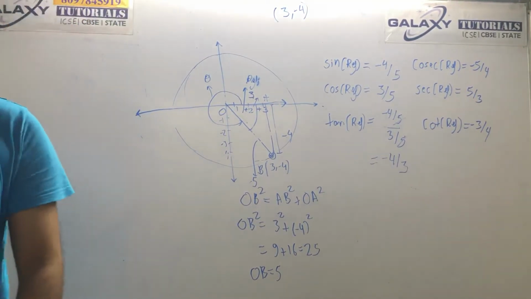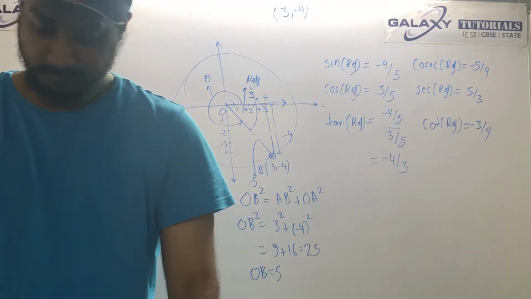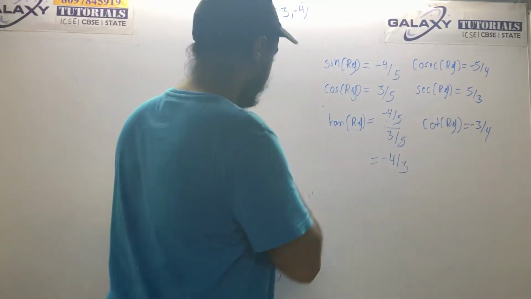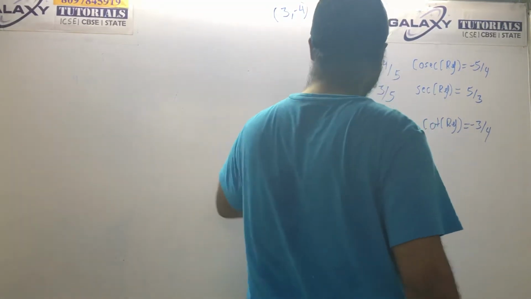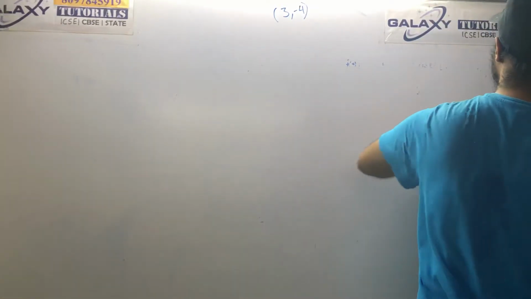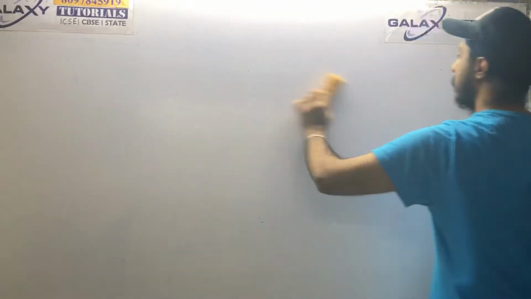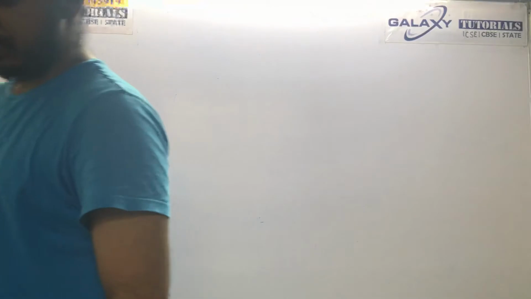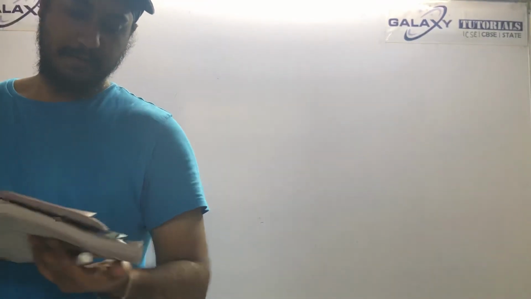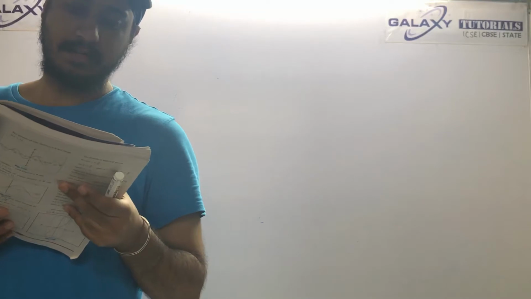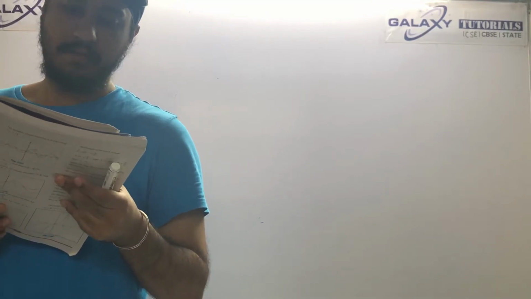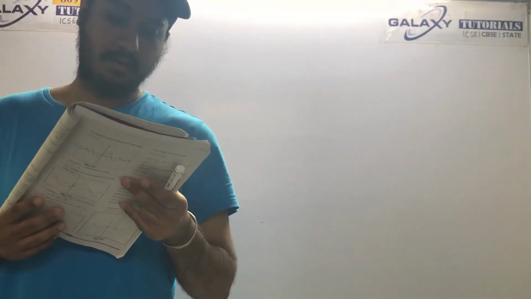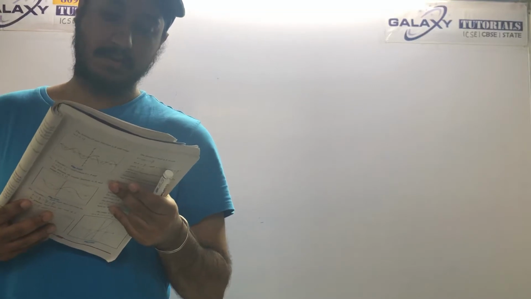Question number 7. I will rub this one. So the next question is, I will read it for you all. If cos theta is equal to 12 by 13 and theta lies between 0 and 90 degrees, find the value of sine square theta minus cos square theta upon 2 sine theta cos theta, and 1 by tan square theta.